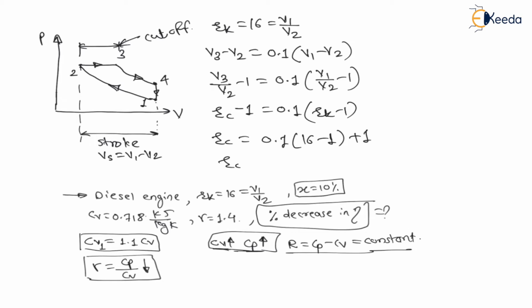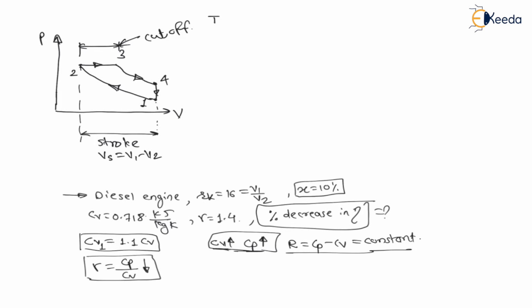Let us find this RC. Therefore this RC will be equal to 2.5. In this case, the cutoff ratio is 2.5. So my dear students, we have calculated: compression ratio is given as 16 and we have calculated RC, which is nothing but 2.5. Now let us find the initial efficiency of this cycle.